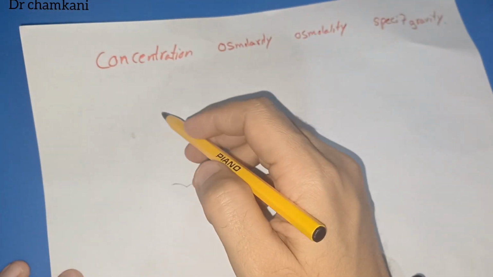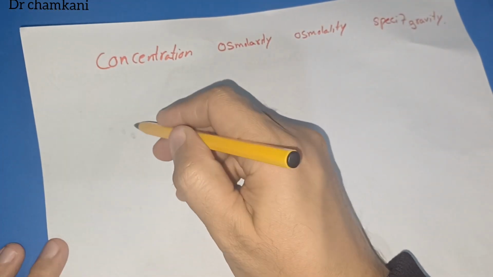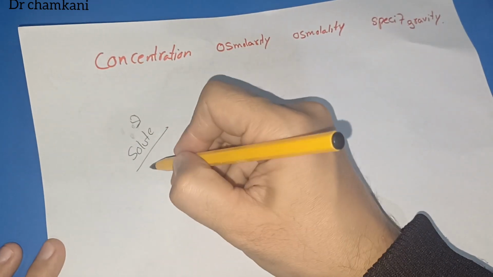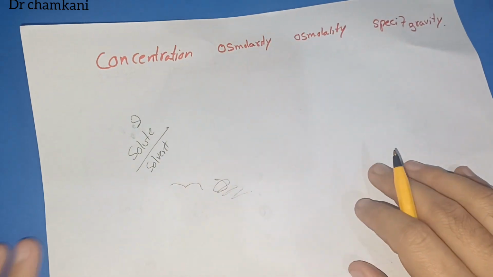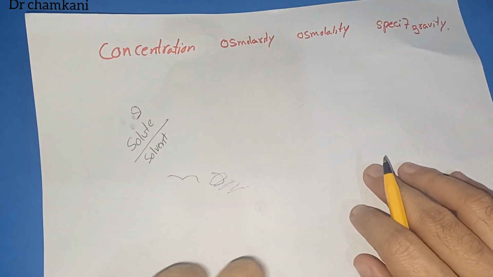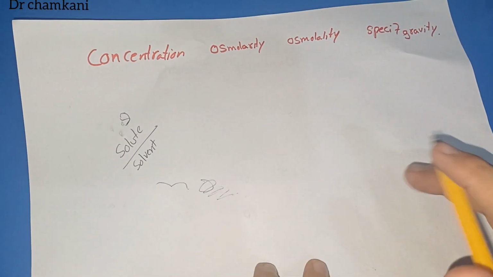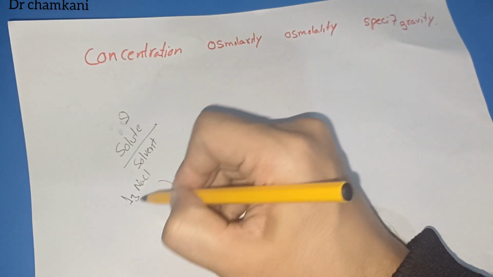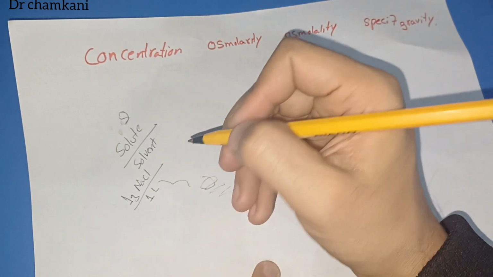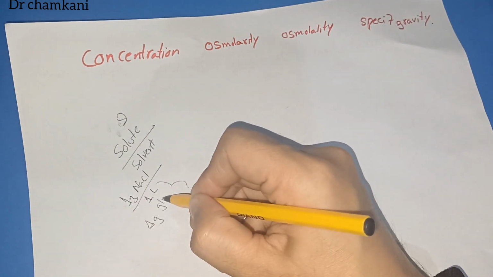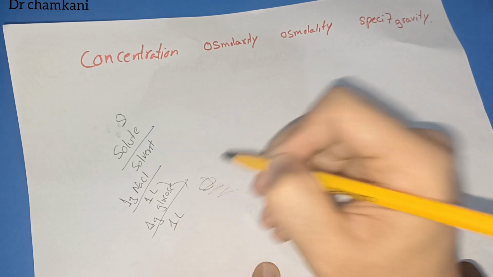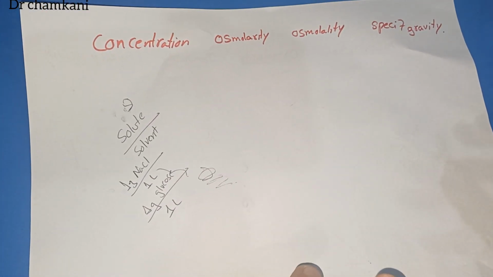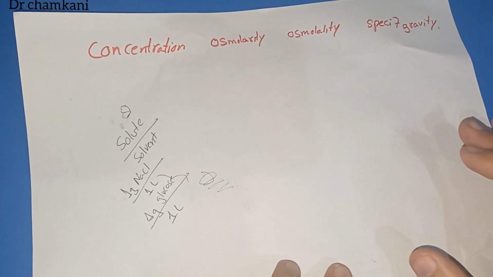Concentration is simply the amount of a substance, the amount of solute in a given volume of solvent. The amount of solute may be in grams or in moles or anything. So it may be, for example, 1 gram of sodium chloride in 1 liter of water, or it may be 1 gram of glucose in 1 liter of water. So concentration is simply the measurement of a specific amount of solute in a specific amount of solvent.